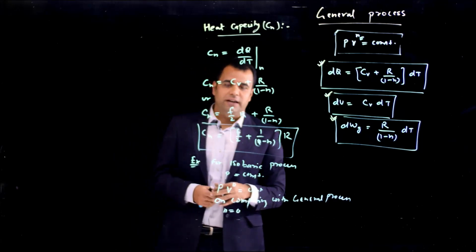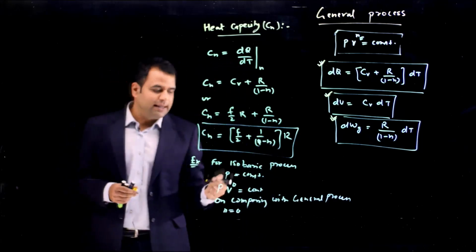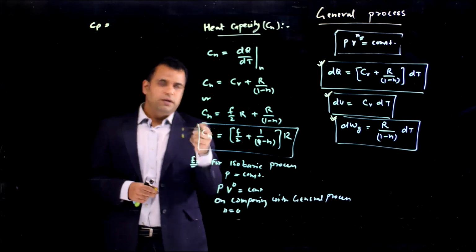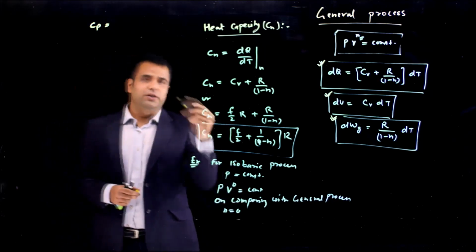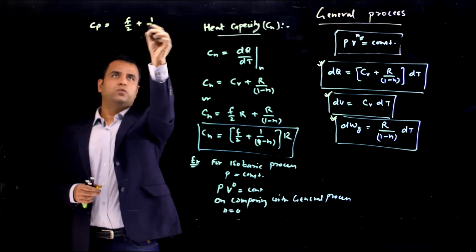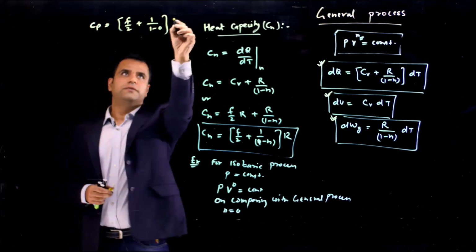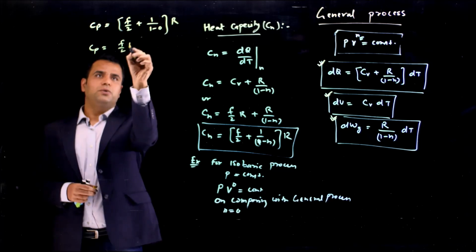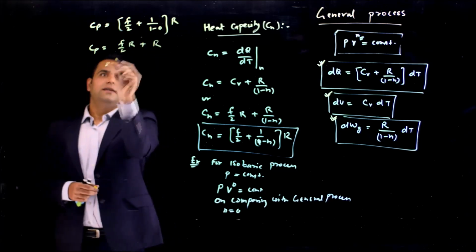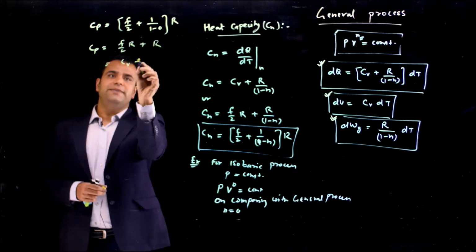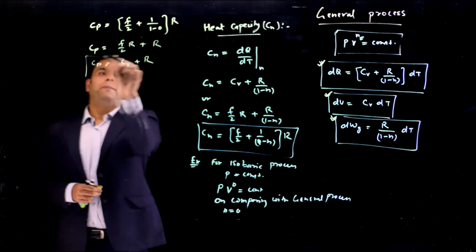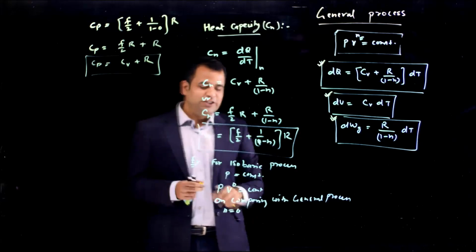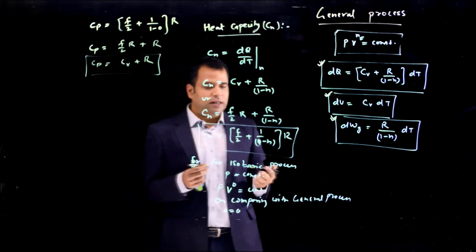So the moment we get the value of n to be 0, we know how to calculate the heat capacity for the isobaric process. All I have to do is replace n by this value. So it will be F by 2 plus 1 upon 1 minus 0 times R. That becomes F by 2 times R plus R. F by 2 times R is Cv, plus R, that becomes Cp, which is Mayer's relationship. And as you can see, this was the same value when we calculated it separately for the isobaric process. So you can see these formulas are valid for all processes.